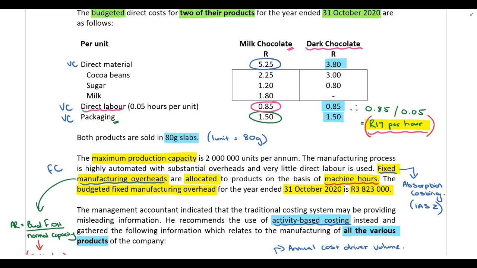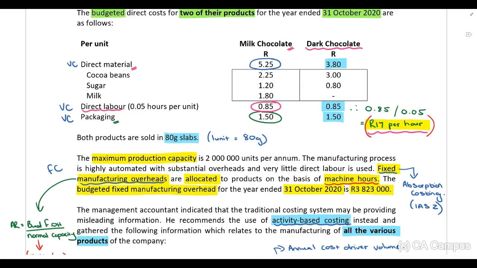Or if you want to apply the general rule, it's avoidable. If they don't manufacture the biscuit chocolates, then they won't incur the cost. If they do manufacture the biscuit chocolates, then they will incur the cost. So because it's avoidable, it's relevant. And the same logic applies to the direct material. If they don't manufacture the biscuit chocolate, they won't incur the cost. If they do manufacture the biscuit chocolate, then they obviously will incur the cost. So because it's avoidable, they can avoid the cost by just not producing the biscuit chocolate, it is relevant.